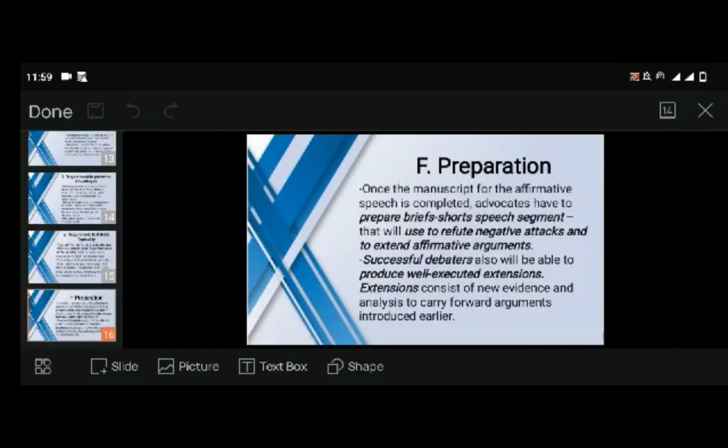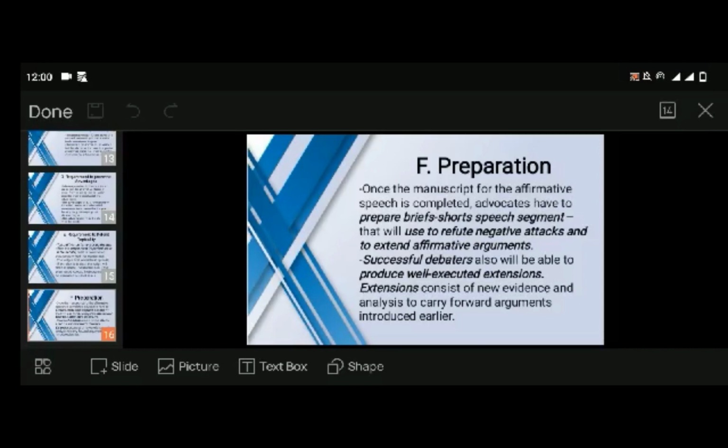F. Preparation. Once the manuscript for the affirmative speech is completed, advocates have to prepare brief short speech segments that will be used to refute negative attacks and to extend affirmative arguments. Successful debaters also will be able to produce well-executed extensions. Extension consists of new evidence and analysis to carry forward arguments introduced earlier.